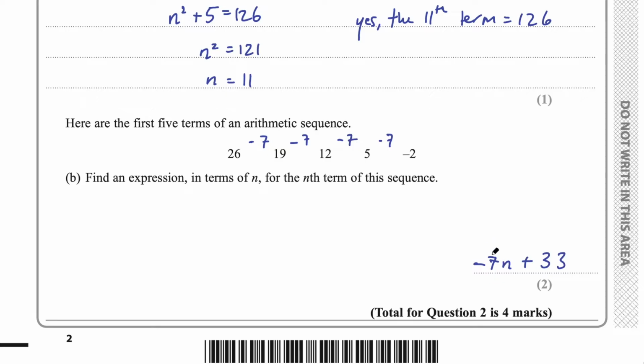And then check that it works. So if I put 2 into this, I get -14 plus 33. That will get me to 19. And then maybe do another one if you're still not sure, so substitute 3, minus 21 plus 33, that will get you to 12. So you can be pretty confident that's correct. For 2 marks, that was question 2 for 4 marks.